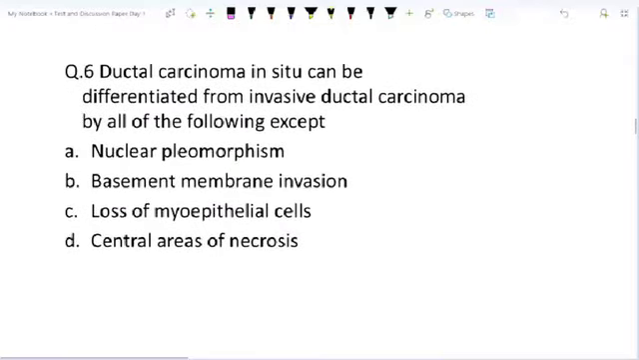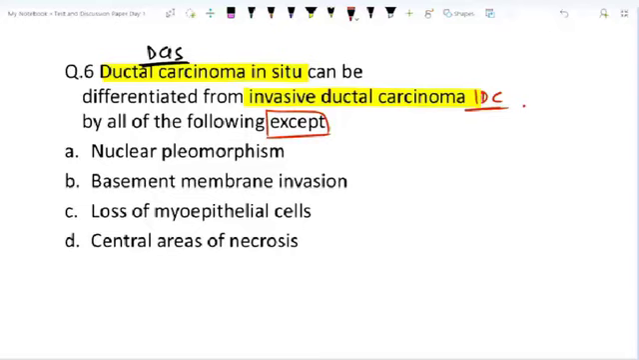Next is ductal carcinoma in situ. So in situ is the keyword here. DCIS can be differentiated from IDC by all of the following except. So basically what this question is asking you is which of these four conditions or which of these four histological features are not going to help you to differentiate between the two. So let's look at each option.